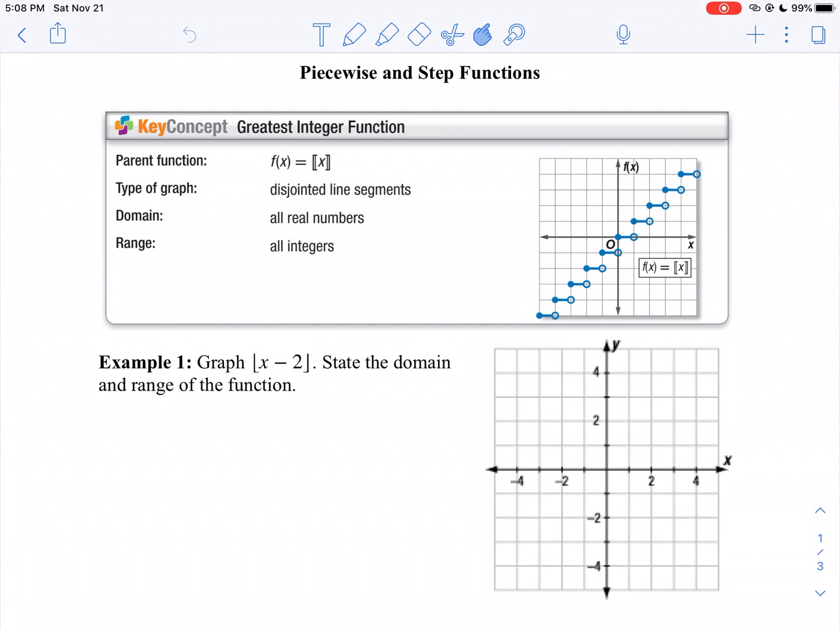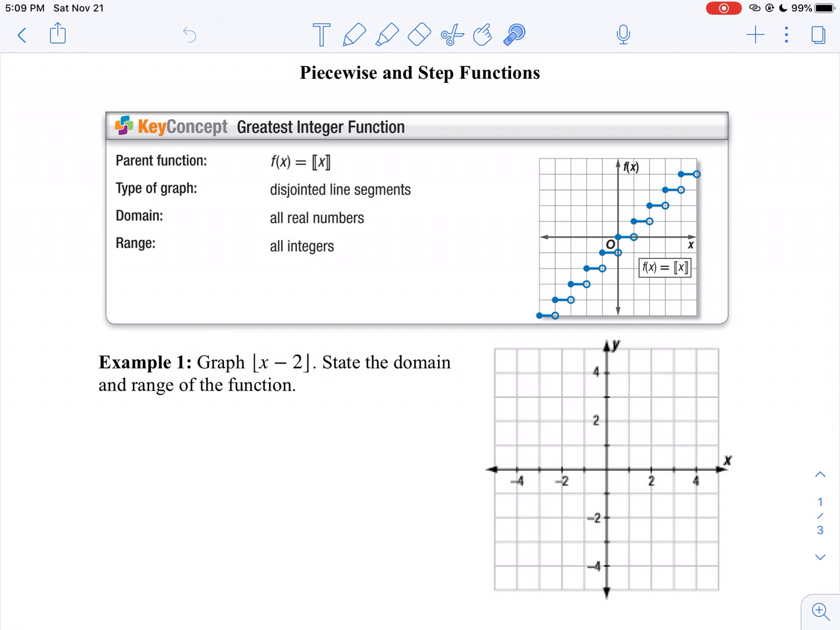Hello. In this lesson, I want you to identify and graph step functions, and I want you to identify and graph piecewise defined functions. Now, a step function is what's in this first example. Notice how it kind of looks like there's steps here, like going up a staircase.